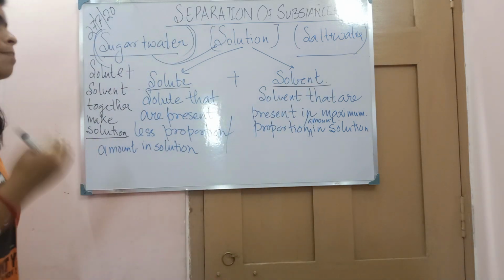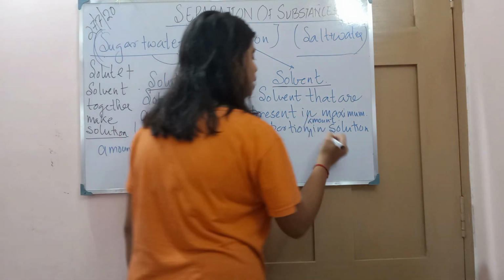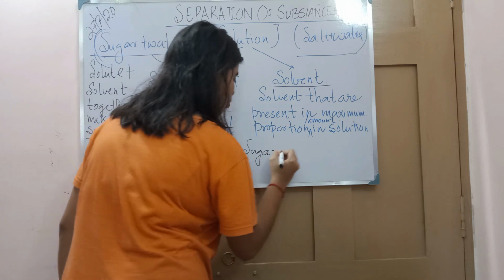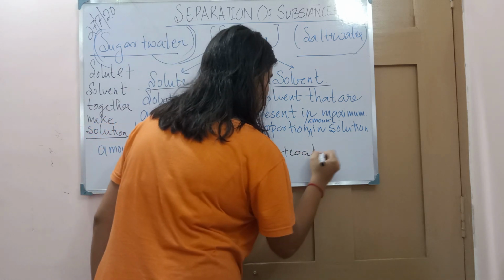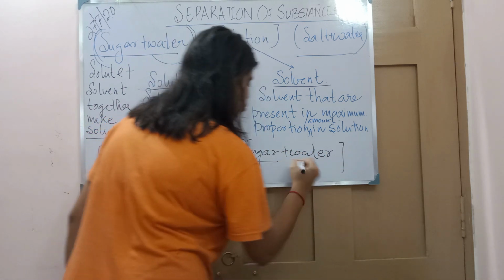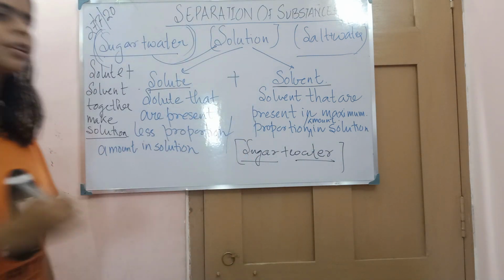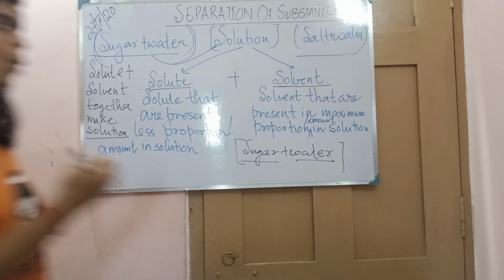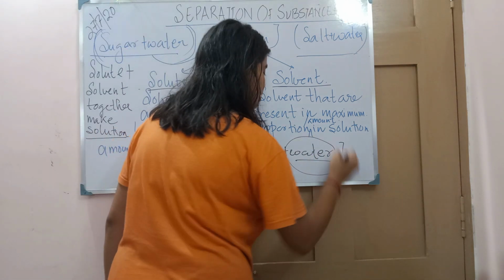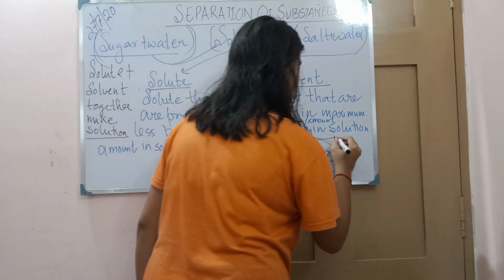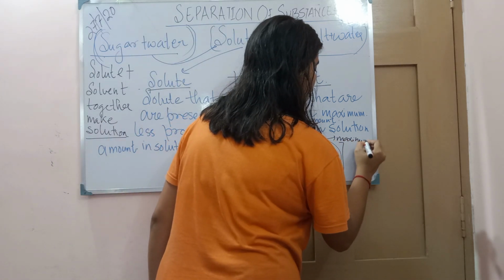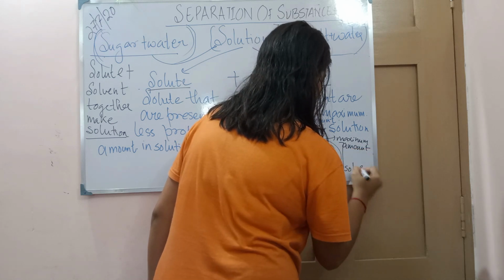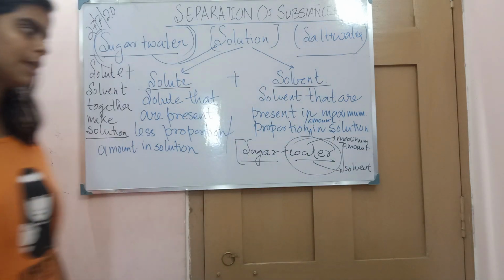Solvent is the component present in the maximum proportion or maximum amount in a solution. Now tell me, in sugar plus water, whenever you are adding sugar and water, which of these two components is present in the maximum amount? Sugar or water? Water. So since water is present in the maximum amount, we call it a solvent.